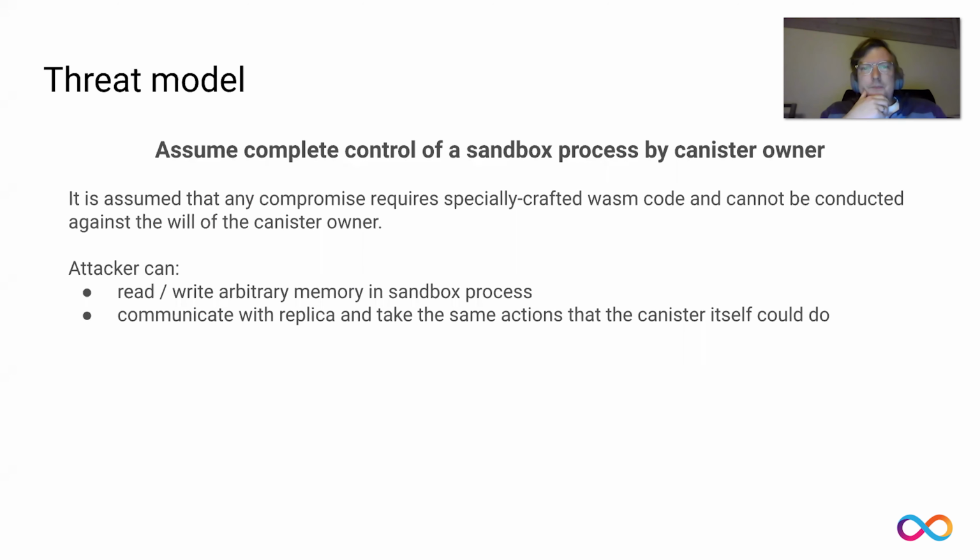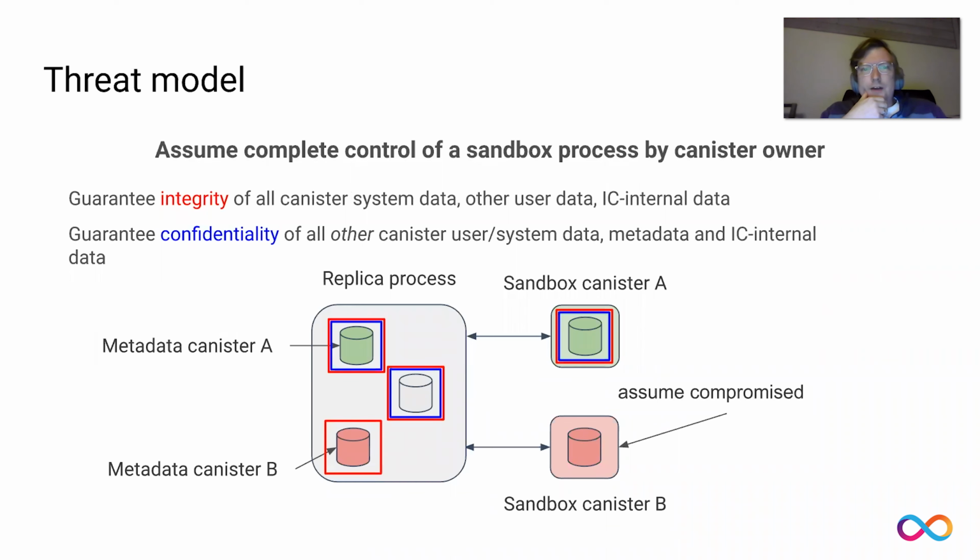And on the next slide, exactly, we want to show what we actually want to guarantee. Namely, we want to guarantee integrity and confidentiality of the remainder of the system to the best extent possible. So assuming the red canister sandbox process is compromised, what we want to guarantee is that the canister depicted in green here, that all of its data remains confidential and remains unchanged by the compromised canister, so it can neither change nor see the data.